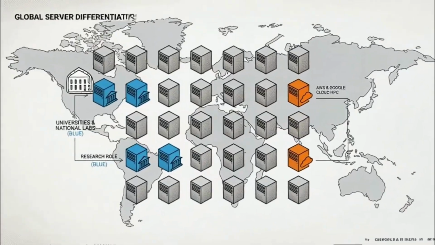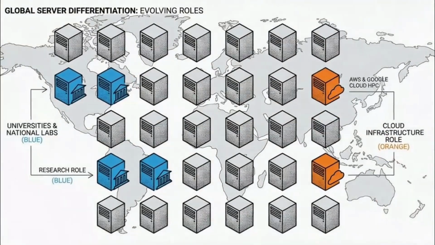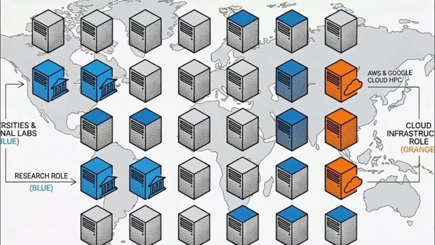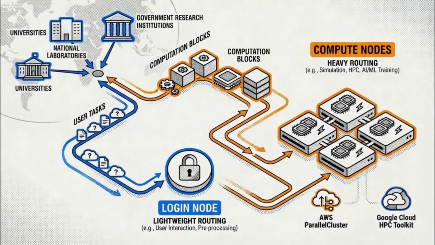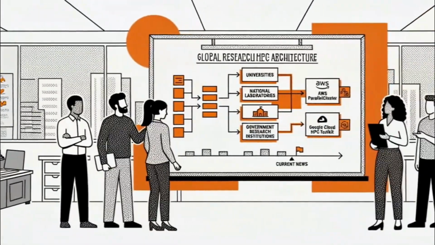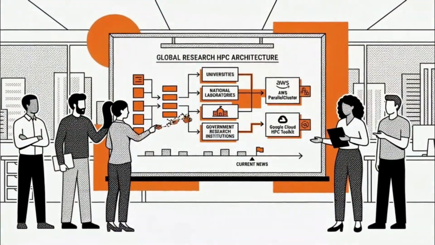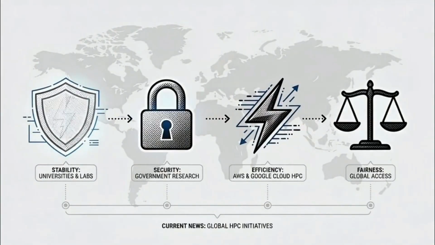The most important thing to understand about an HPC cluster is that not all nodes serve the same function. A well-designed cluster assigns different types of work to different types of nodes, each optimized for its specific role. This separation is deliberate architectural engineering, not arbitrary convention. It makes the cluster stable, secure, efficient, and fair for all users simultaneously.